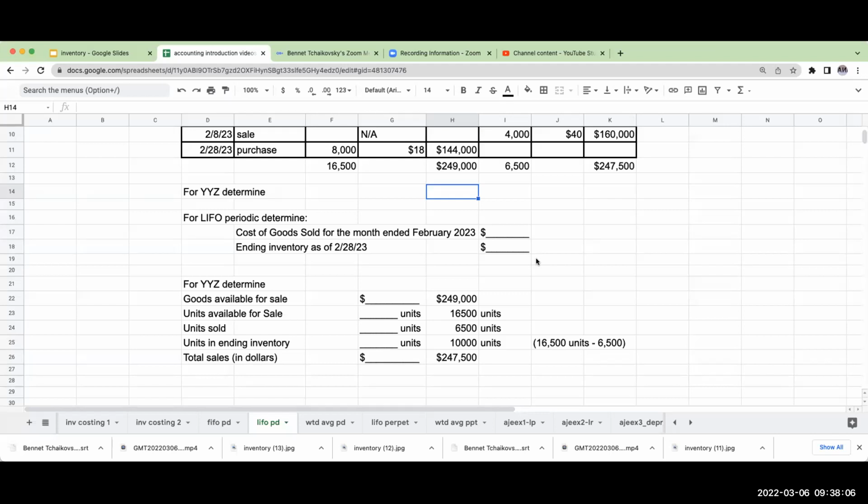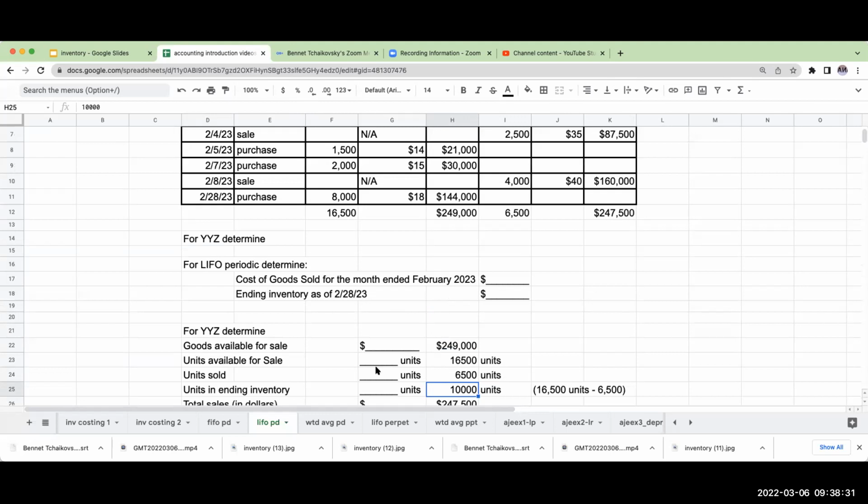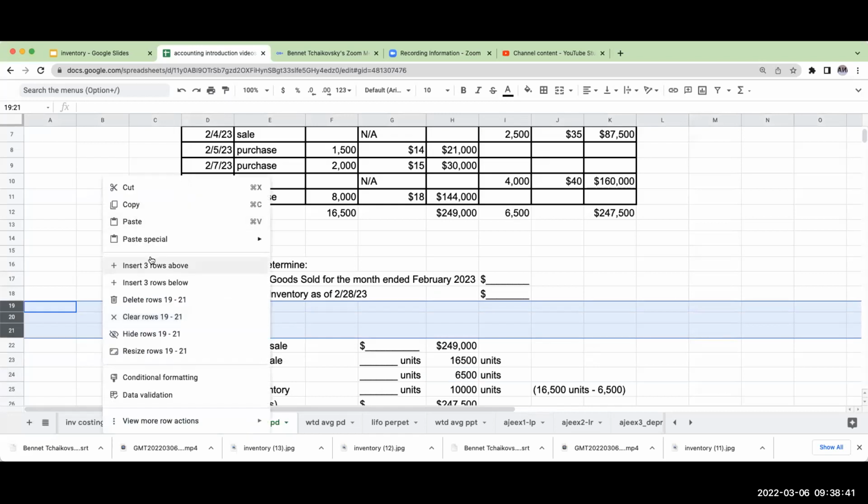One of the things I like to ask my students is to always say, under LIFO periodic or LIFO perpetual, what's our goods available for sale? It's always going to be the same amount, in this case $249,000 for this particular problem. How many units are available for sale? 16,500 units: 6,500 units sold, 10,000 in ending inventory. It's the same for every single one. So how many units are we selling? We're selling 6,500 units. So for LIFO periodic, I'm going to need to take 6,500 units to cost of goods sold.